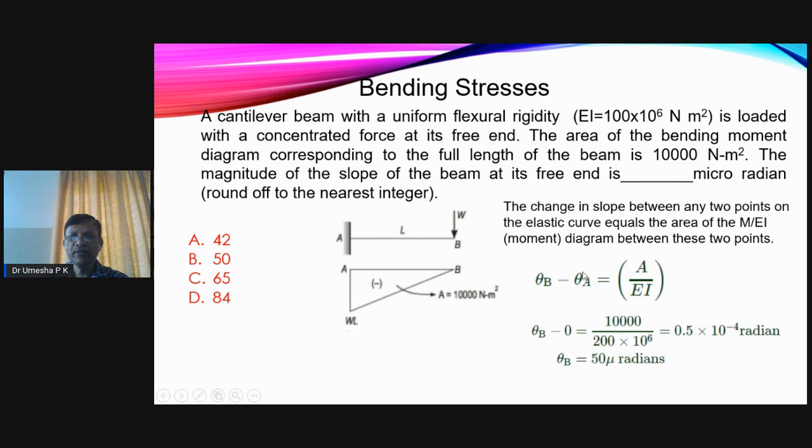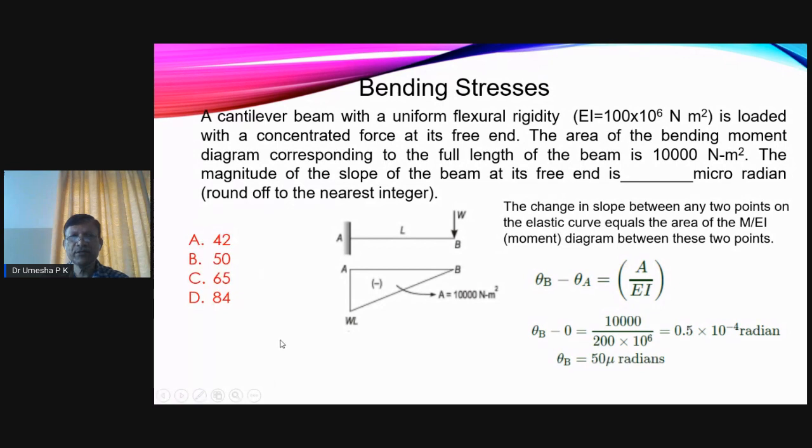Theta A is at the fixed end, so there will be no theta A. So theta B is equal to the area. They have already given the area of the M by EI diagram, that is 10,000 Newton meter square divided by EI. They also gave EI equal to 200 into 10 to the power of 6. So we will be getting 0.5 into 10 to the power of minus 4 radians. That can be written as 50 microradians.